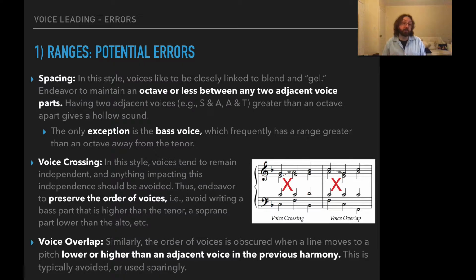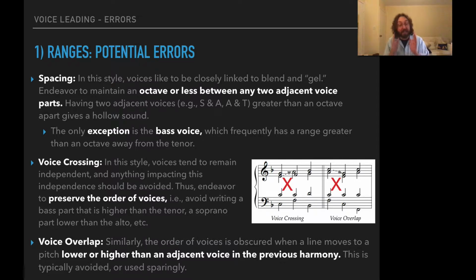Let's talk about voice crossing. Now, these next two terms, some people will reverse them or refer to them by different things. However you refer to them, it's best to just avoid them. So with voice crossing, in this style, voices tend to remain independent. Each voice is its own thing. And anything that impacts this independence should be avoided. Thus, endeavor to preserve the order of voices, meaning that we should almost always have soprano, alto, tenor, bass. Otherwise, it gets confusing as to which voice is which.